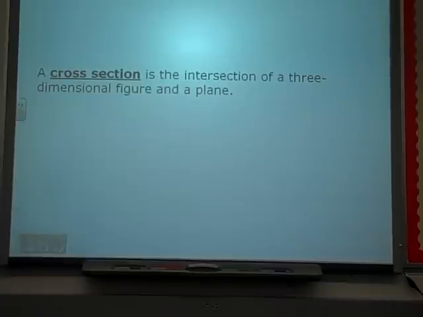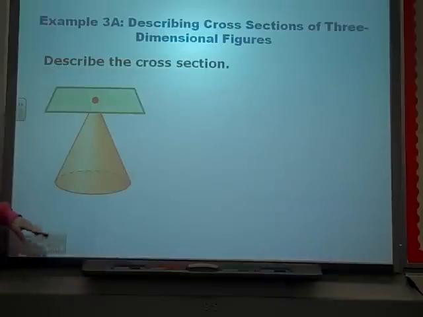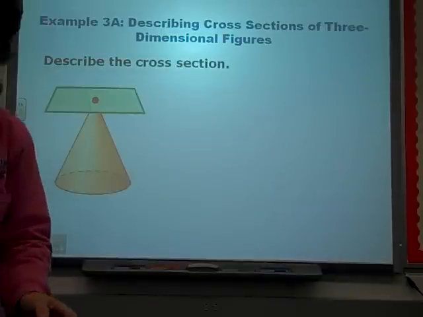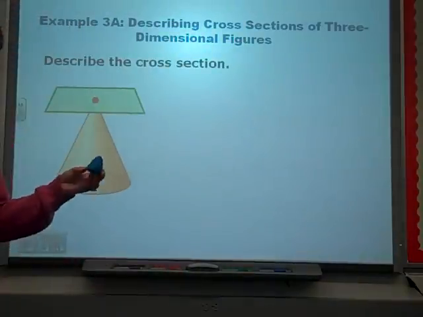Now cross sections, this is where the video gets a little bloody. It's the intersection of a 3-dimensional figure and a plane. So describe this cross section. Now let's take a look.